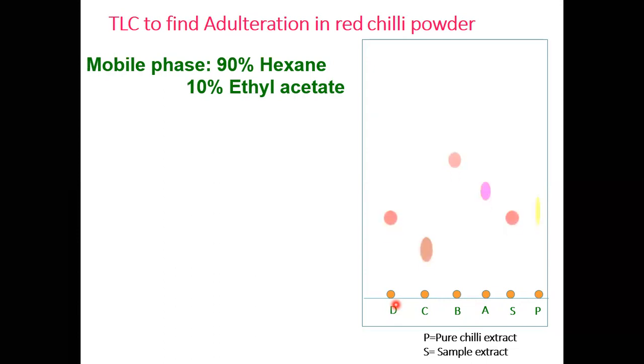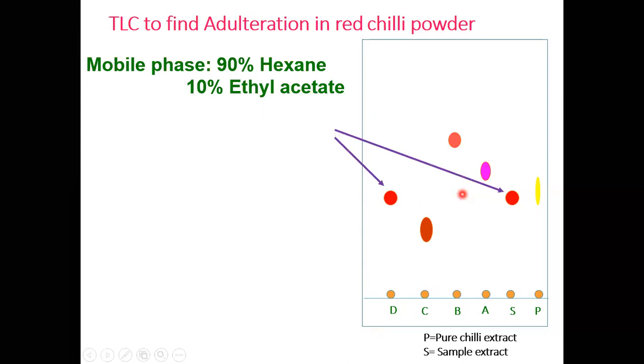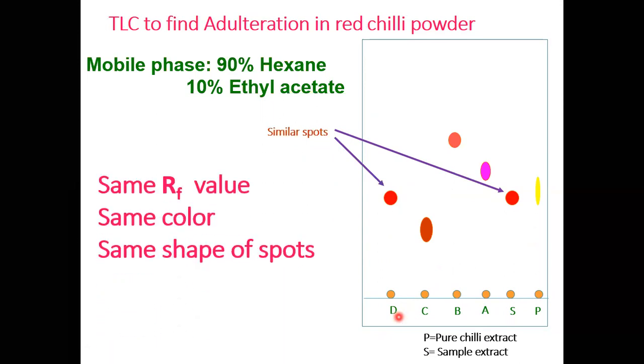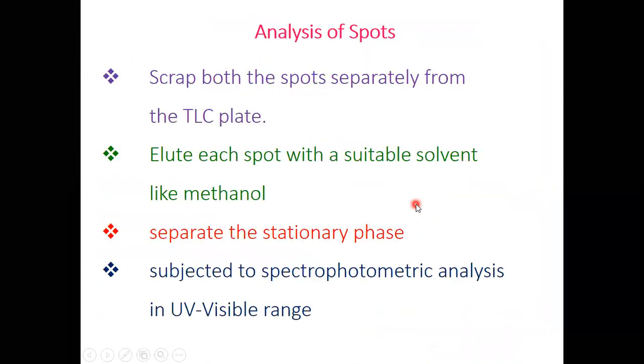After the TLC, different spots are seen. Here you can see these two spots are similar. These are the two spots where this spot corresponds to the dye present in the sample chili powder and this spot corresponds to D, the Sudan orange dye. These spots are similar in Rf value, same in color and same in shape.